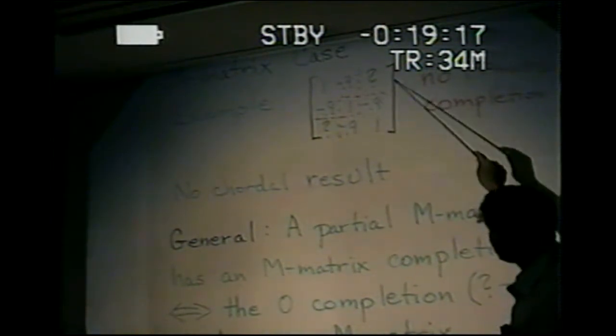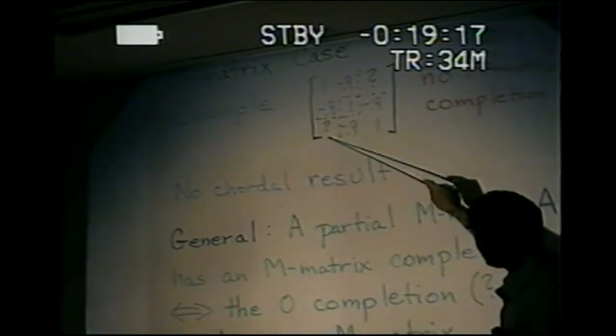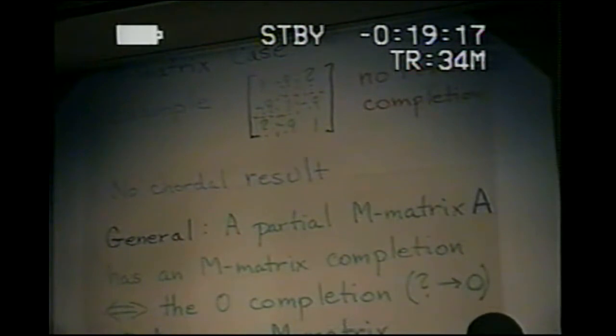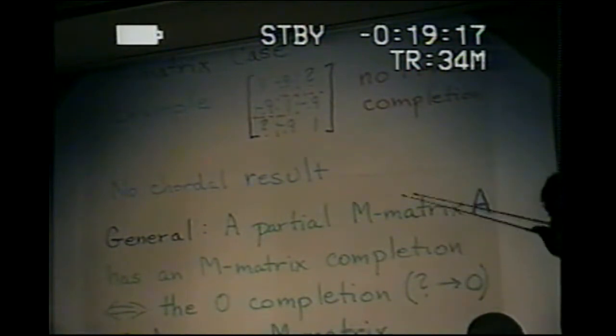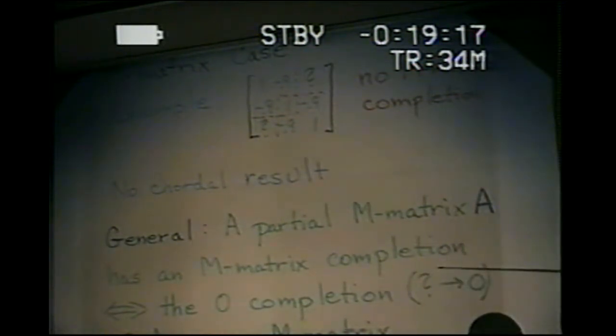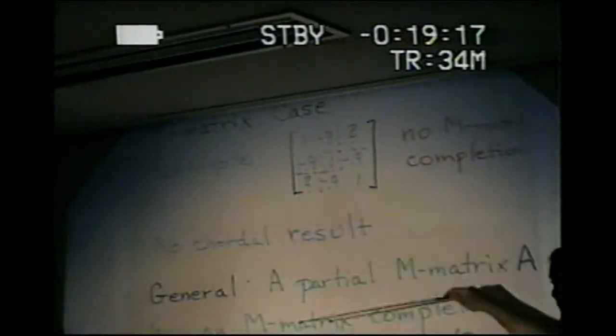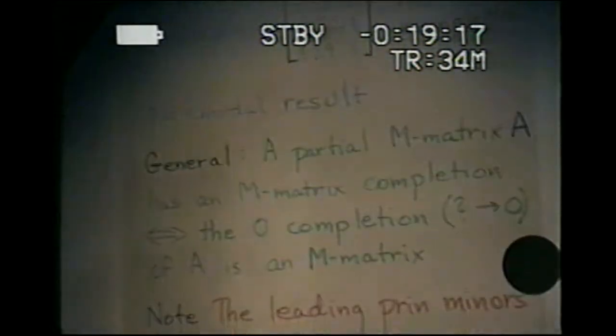You could do a calculation by putting arbitrary non-positive entries here. But it's very simple to see that it has no M matrix completion using ideas of diagonal dominance. And the reason for that is there's a simple theorem. If I have any partial M matrix, I don't care whether the combinatorics is symmetric, I don't care whether the graph is chordal or not, then such a thing has an M matrix completion if and only if the completion in which I put zeros in all the unspecified positions works. And the reason for that is very simple.